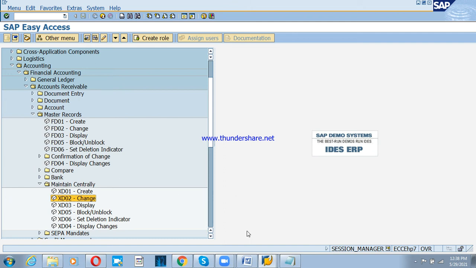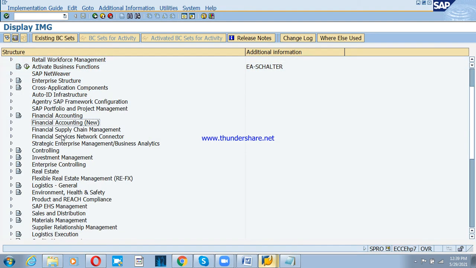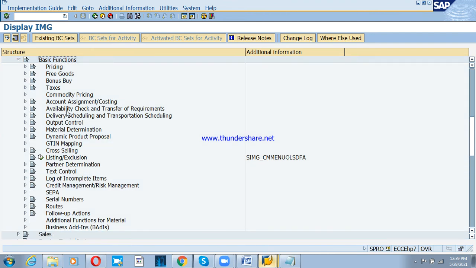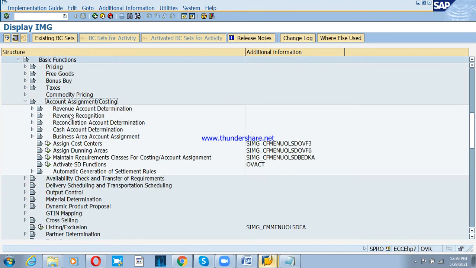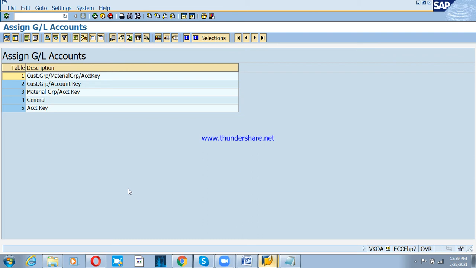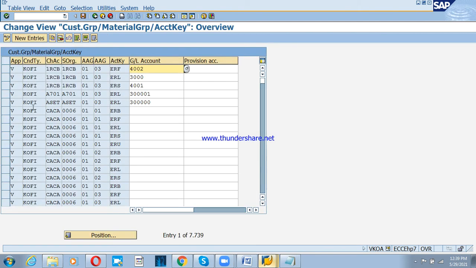Okay, next one, we need to integrate with SD department. For that I need to go to IMG level again. I'll go to SD, sales and distribution, basic function, account assignment or costing, revenue account determination. Okay, see here, click on assign GL accounts. T code is VKOA. Double click on customer group or material group. New entries.